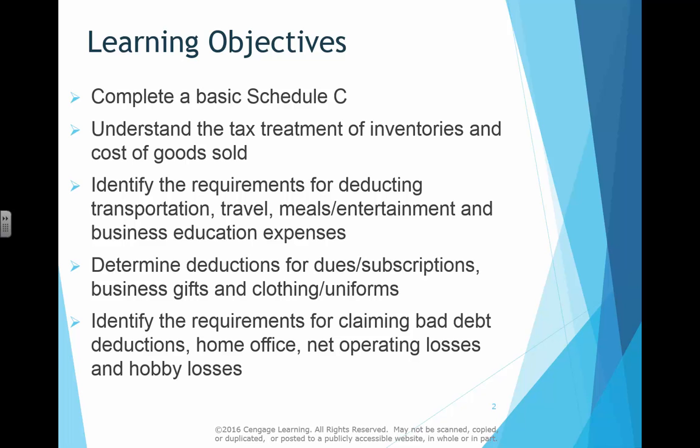So you can see, just to take a quick scan of our learning objectives, we're going to go to a Schedule C, and if you remember that, that's to report self-employment income. As a piece of that, number 2, we're going to look at inventories and cost of goods sold. We're going to look at all sorts of different deductions on that third bullet mark, from transport, travel, meals and entertainment, etc. More deductions in the 4th bullet point. And lastly, we're going to take a look at things like how do you get to write off a portion of your home office? What do you do if you have hobby losses? What do you do if you have bad debts?